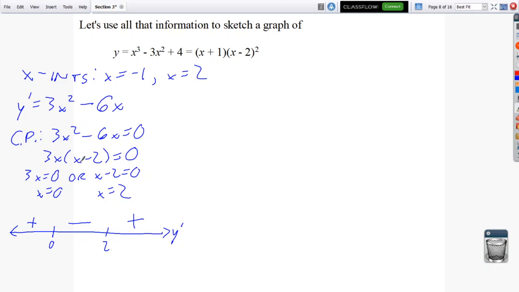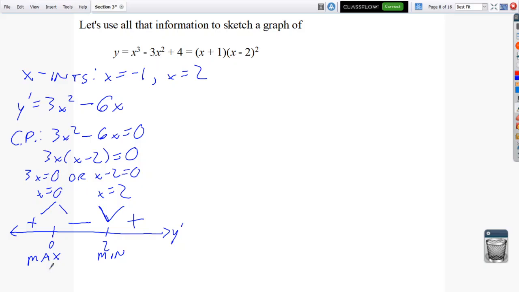So now I can actually see, coming in from the left at 0, I have an increase. To the right of 0, I have a decrease. From the left of 2, I have a decrease. Right of 2, I have an increase. So it looks like I have a max at 0, and I have a min at 2.